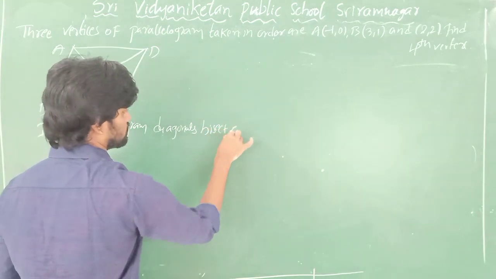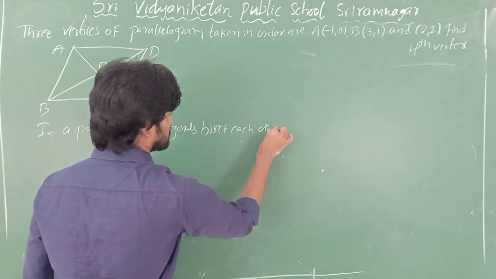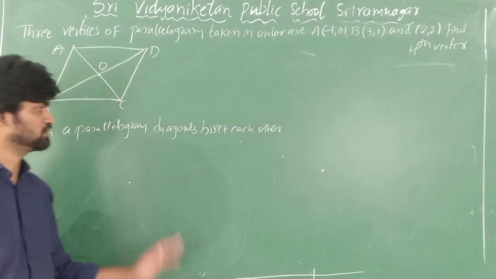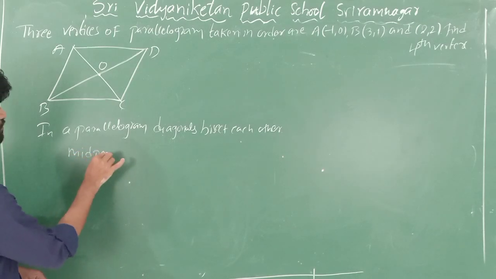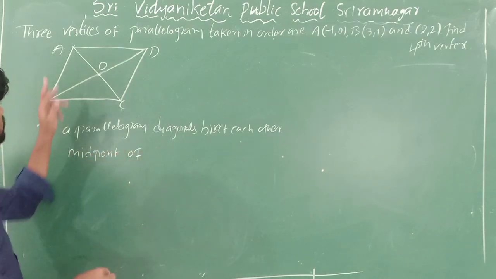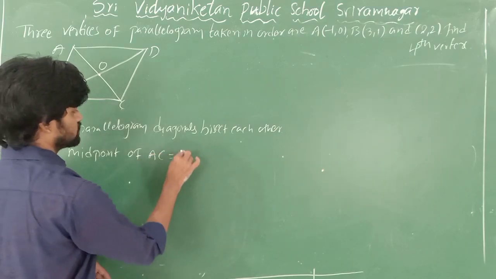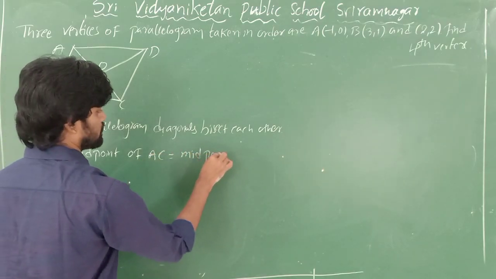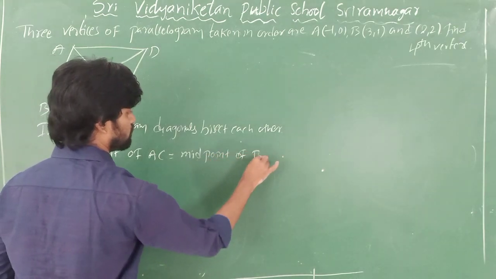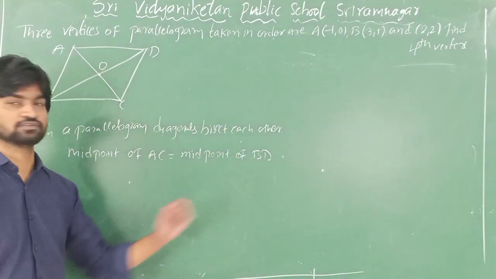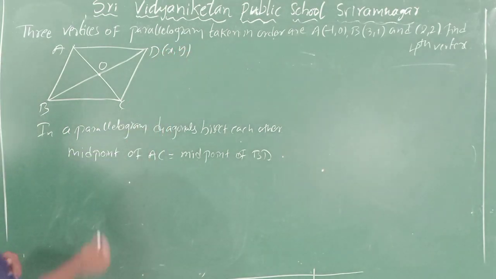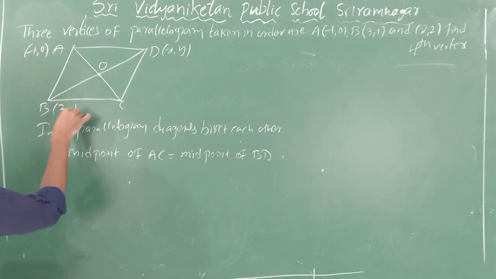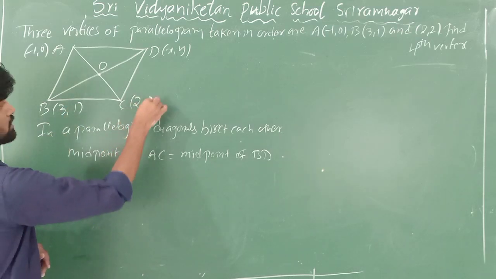Diagonals bisect each other. What is the meaning of diagonals bisecting each other? Midpoint of AC is equal to midpoint of BD. So AC midpoint is equal to BD midpoint. D we don't know, so D we have to find as x comma y. A is given, that is -1 comma 0. B is also given, 3 comma 1. C is given, 2 comma 2.